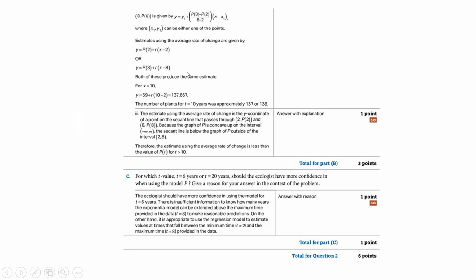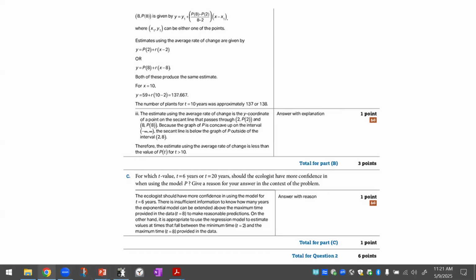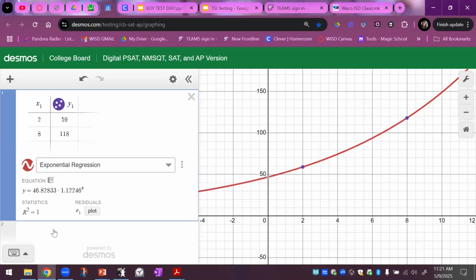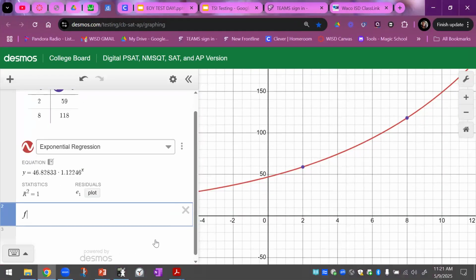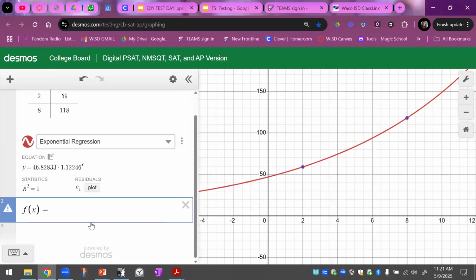So you just got to find the value. Of 10 years. So it's asking you what would be the approximate value of 10. So let's go back. When you want to find a value, you have to use f of x. So I'm going to write f of x equals, and I'm going to put in our equation.